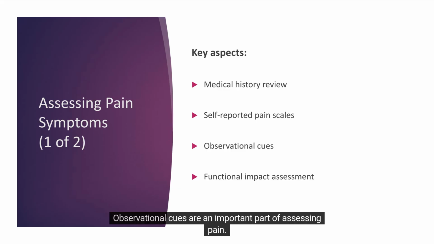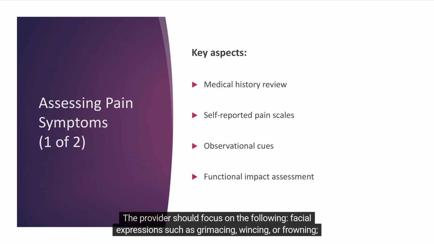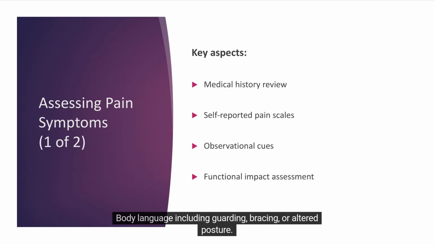Observational cues are an important part of assessing pain. The provider should focus on the following: facial expressions such as grimacing, wincing, or frowning, body language including guarding, bracing, or altered posture, vocalization such as moaning, groaning, and sighing. In addition, changes in behavior should be assessed. Has the individual been more withdrawn, agitated, or restless?